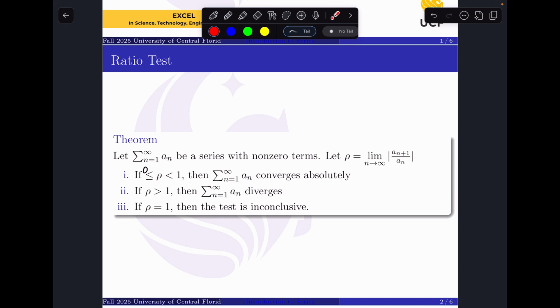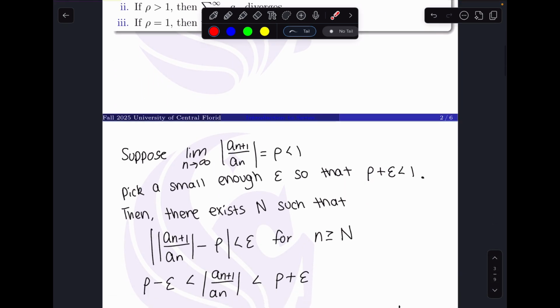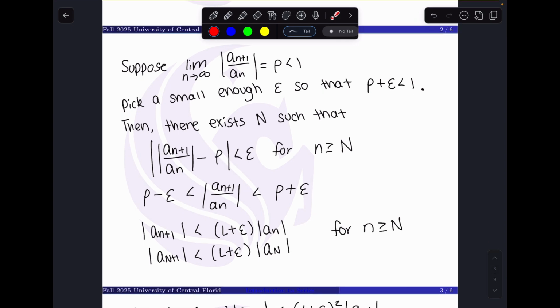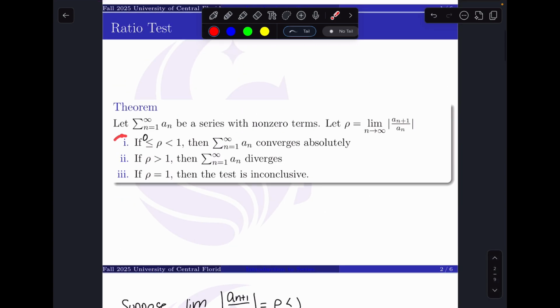and we have to pick another one. All right, so I want to walk you through the proof for why this is the case. We're going to do the first one, and the second one is very similar. If you are curious, you can try to prove the second one by yourself. It's a very similar argument. Okay, so let's do the first one. We're going to assume we have a series with non-zero terms. We suppose that rho is this limit, and we assume that rho is between 0 and 1.